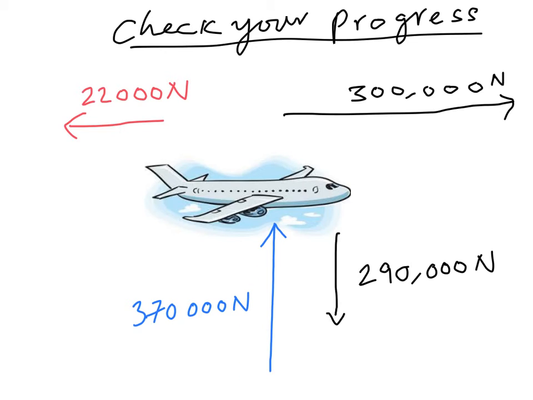Now if you look at this force, the lift on the wings, it's 370,000, and it's much bigger than 290,000. So you can imagine the effect of that force is going to be the plane lifted upward. However, you need to consider the horizontal component of the forces as well. So there are two forces acting horizontally. This is the air resistance, and that is the engine's thrust force. So you have 300,000 newtons acting in the forward direction.